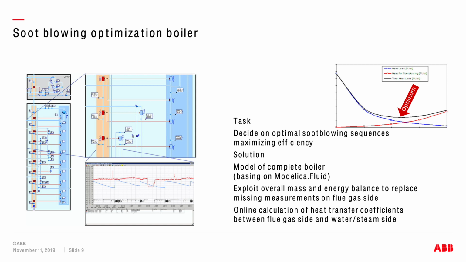So we use it, for instance, for soot blowing optimization. This is when in a boiler, you have lots of measurements on the water steam side, but you have only very rare measurements on the flue gas side. You have heat exchangers between the flue gas and the water steam side, and those need to be cleaned regularly.